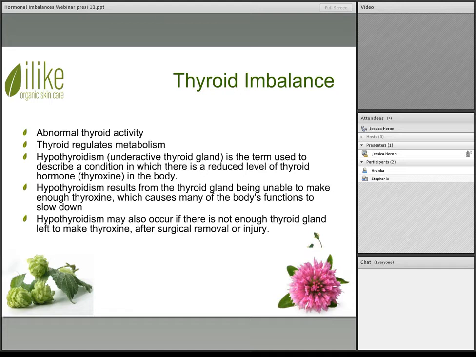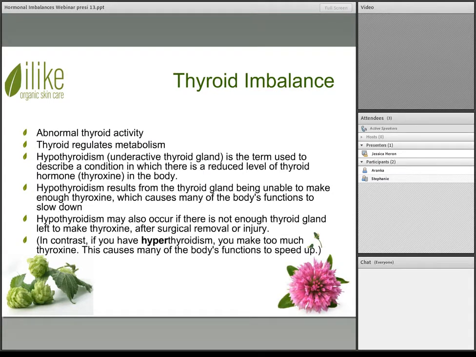Hypothyroidism may also occur if there is not enough thyroid gland left to make thyroxine. After surgical removal or injury can be another time when this condition could occur. So if the thyroid production lowers from normal levels, the result can also be very dry skin, also brittle hair and nails, and also skin sluggishness, like a really devitalized look to the skin.